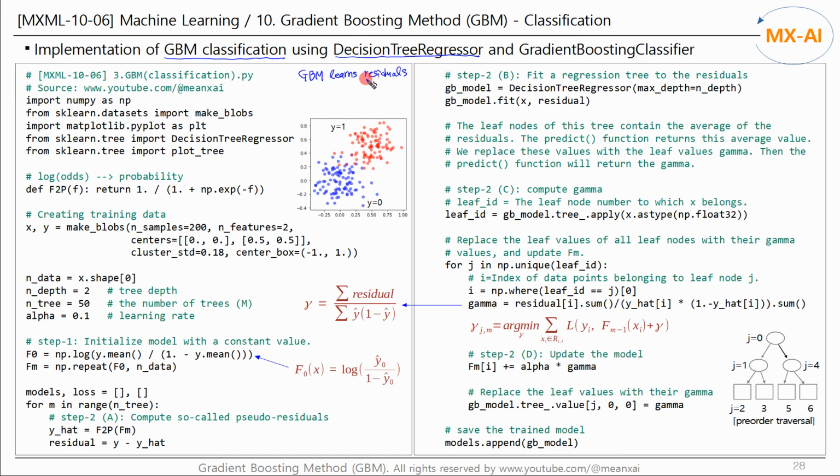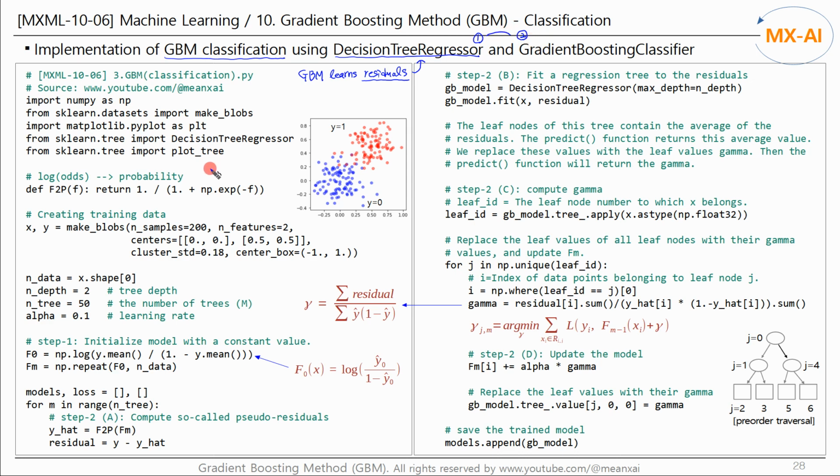GBM learns from real-valued residuals rather than target classes. Therefore, we need to use the DecisionTreeRegressor instead of the DecisionTreeClassifier. And we will also do the same using scikit-learn's GradientBoostingClassifier. And let's compare the two results.